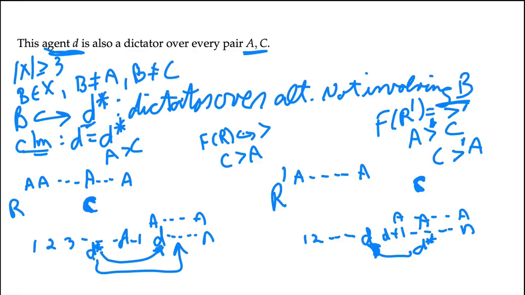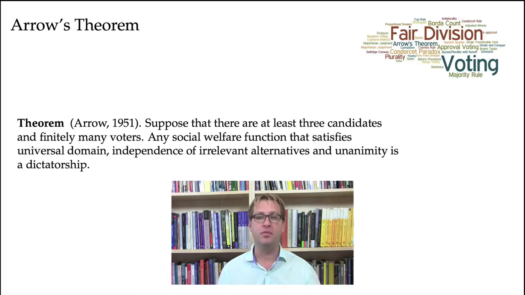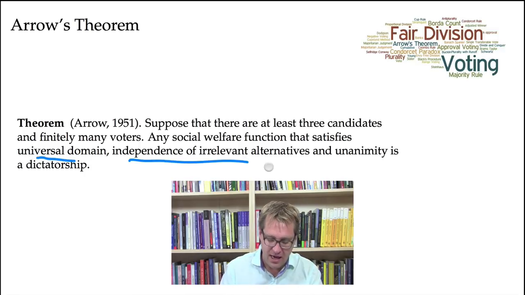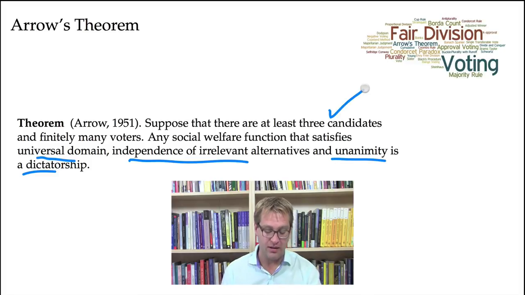So D is in fact a dictator over every pair of alternatives. We've just proven Arrow's impossibility result. We've shown that if there are at least 3 candidates with finitely many voters, any social welfare function that satisfies universal domain, independence of irrelevant alternatives, and unanimity must be a dictatorship. We've seen explicitly where we needed that there are at least 3 candidates. We used independence of irrelevant alternatives quite a bit. We used unanimity in certain places.